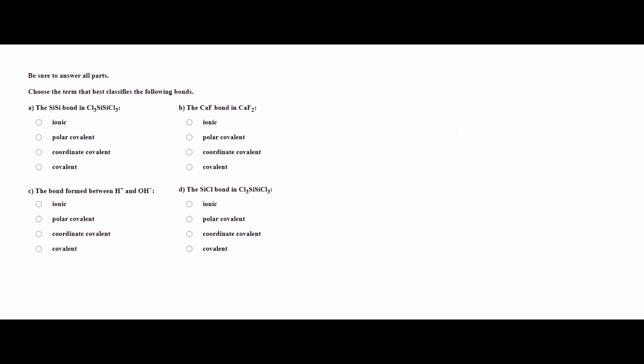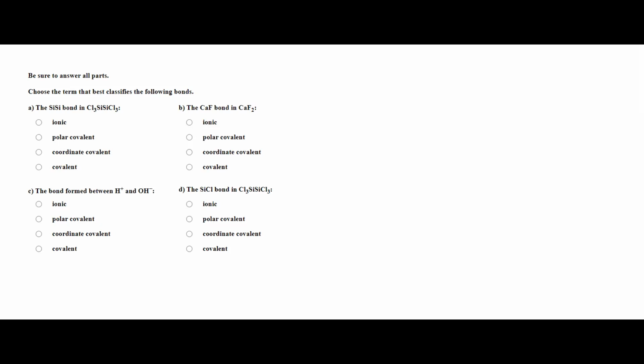All right, let's jump to our next one. Our next topic is going to be looking at our bonds. We're trying to look at the bond between calcium and fluorine, or silicon and silicon, and identify whether they're going to be ionic or covalent. When it's asking us this question, we need to pull out our electronegativity periodic table, because we need to know what the values are.